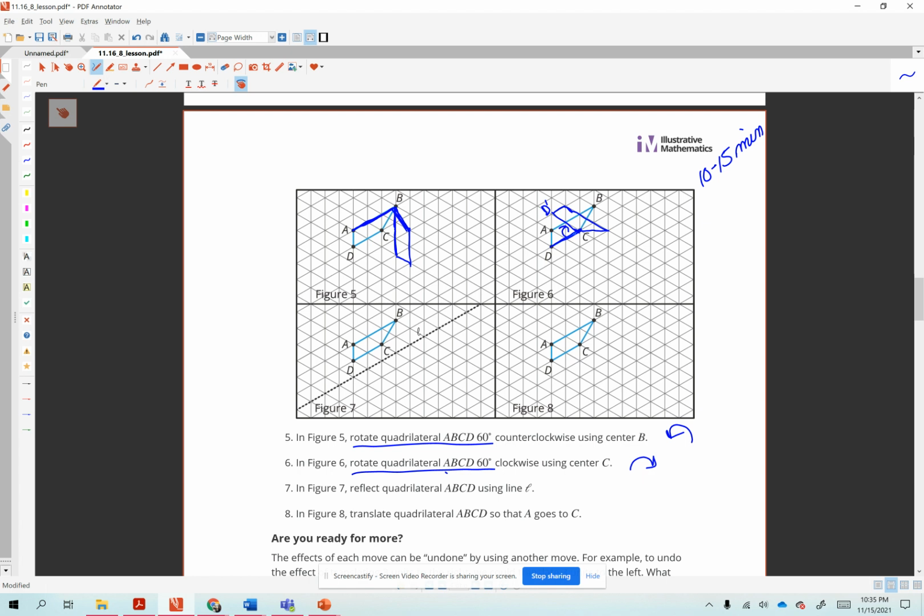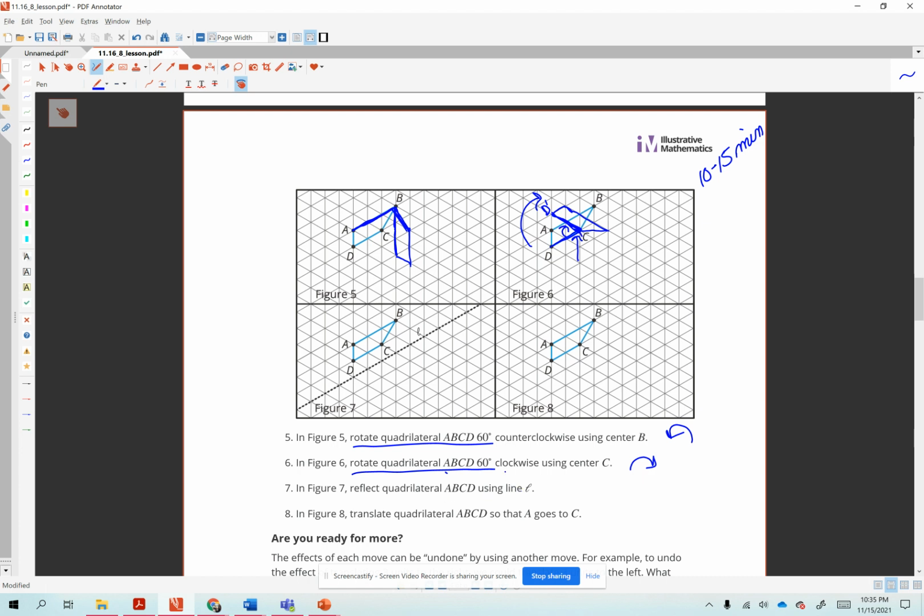And there it is. We've rotated it about point C, 60 degrees in a clockwise fashion. And you can see that we've gone this time in this direction. So here's our new figure right here.